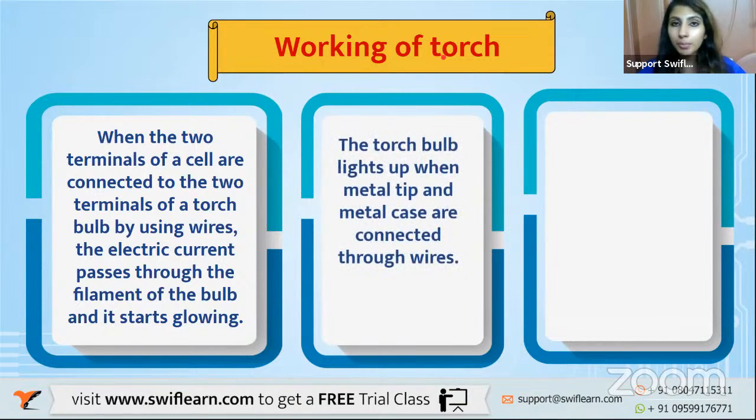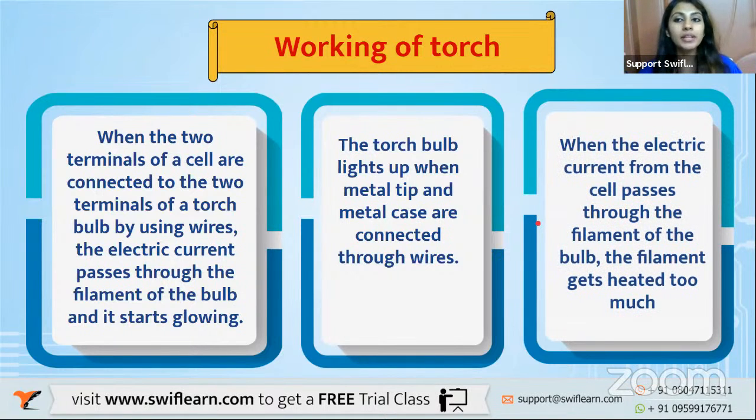Now, the second point is when the torch lights up. What will happen there? The metal tip of the battery that we discussed before will be on the top, and the metal case will be on the bottom portion. Those will be connected through wires, and that is how the flow of electricity will happen.